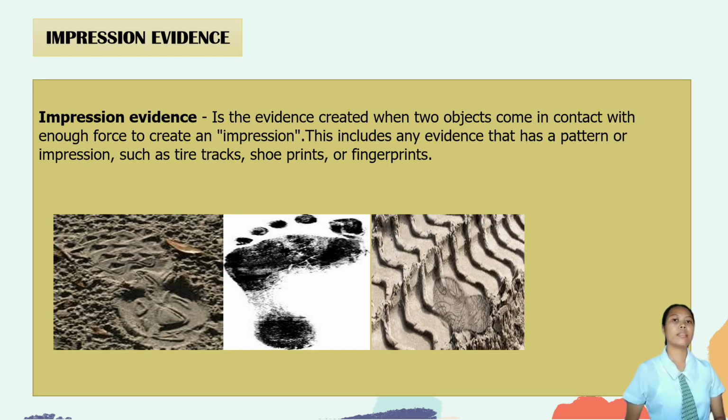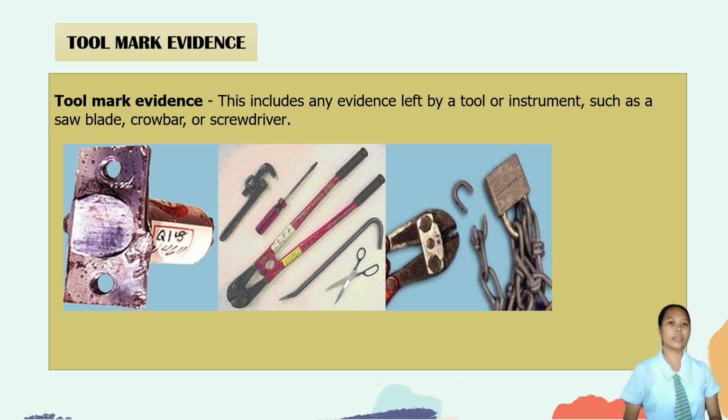Impression evidence is the evidence created when two objects come in contact with enough force to create an impression. This includes any evidence that has a pattern or impression, such as tire tracks, shoe prints, or fingerprints. Another one is tool mark evidence. This includes any evidence left by a tool or instrument, such as a saw blade, crowbar, or screwdriver.